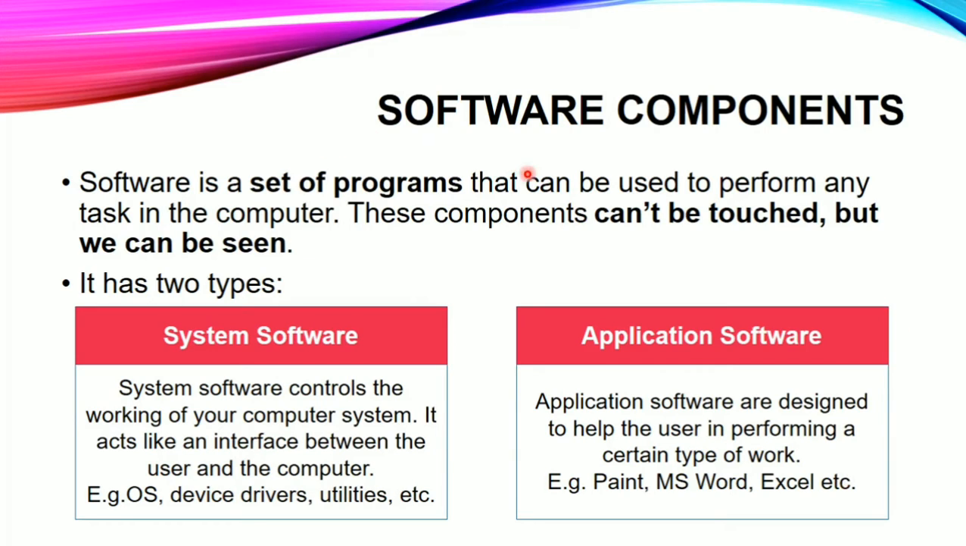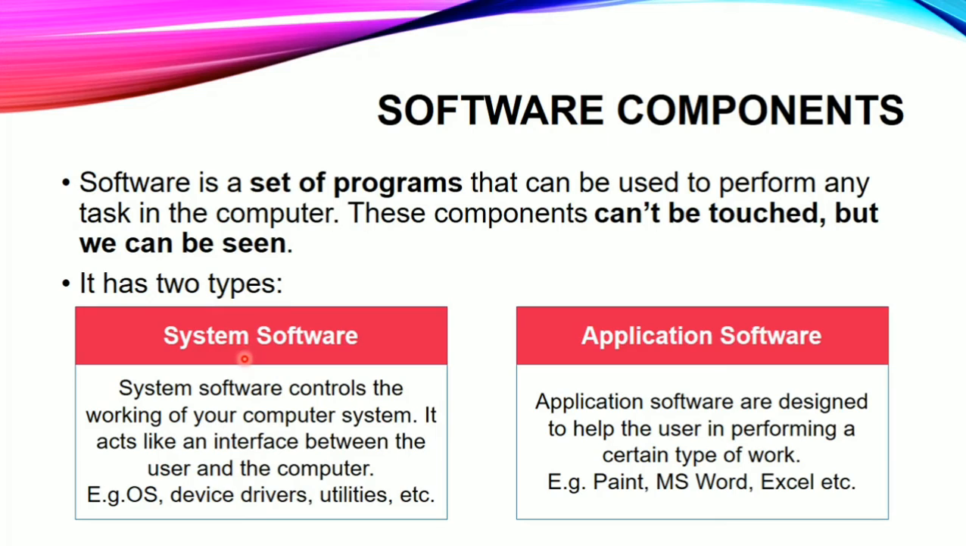Fine. Now let's understand what software is. Software is a set of programs that can be used to perform any task in the computer. These components can't be touched but can be seen. It means our software is a set of programs, a set of instructions which will guide our computer system to work on our inputs. Because these are programs, we can't touch them, but we can see these softwares on our computer's display.